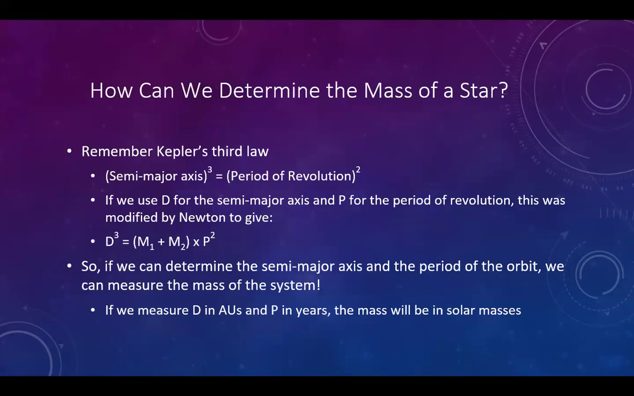Kepler's third law tells us that the semi-major axis cubed is proportional to the masses of the 2 stars added together times the period squared. So if you can determine the semi-major axis and the period of the orbit, we can measure the mass of the system. And if you can observe at least something about the individual movement of the stars, you can determine the individual masses of the stars. You can figure out their relative velocities or their relative semi-major axes.